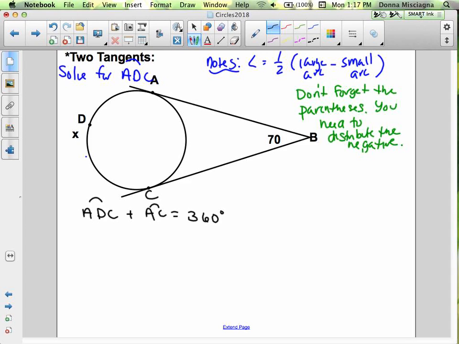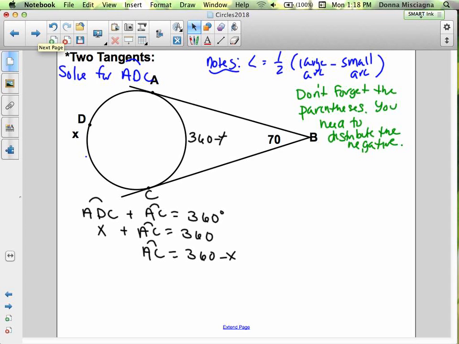And if that's the case, it's better to label the large arc with the x. So if together they both equal 360, and we've already labeled arc ADC with an x, if we subtract x from both sides, it means that arc AC is going to get labeled 360 minus x. So this is 360 minus x. And now we're going to set this up just the very same way we did the last problem. The angle is half large arc minus small arc. The large arc is right here. It is farther away from the angle. That'll always be true.